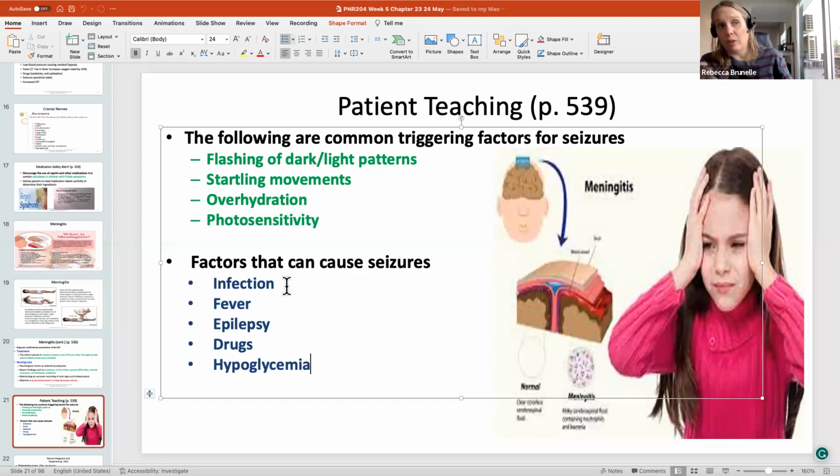Sometimes you can have an infection that causes an isolated seizure, or you have a reaction to a drug that causes an isolated seizure. And then sometimes kids have epilepsy, which is a condition of having an identifiable problem inside the brain that causes them to have seizures.